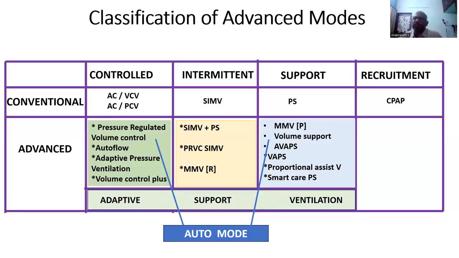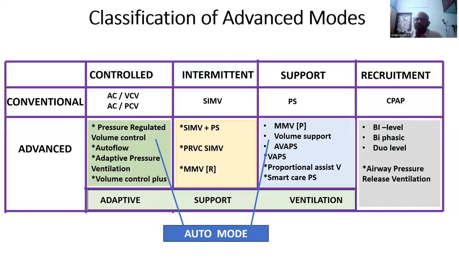Coming to recruitment, CPAP is a classic example, and variations in CPAP like bilevel, biphasic, dual level, all that are same. And another type of ventilation is airway pressure release ventilation. So we have seen there are a lot of ventilator advanced modes, but they will fit into each one of the basic mode categories. In conventional mode there will be a mode, and the advanced mode will be an extension of it.